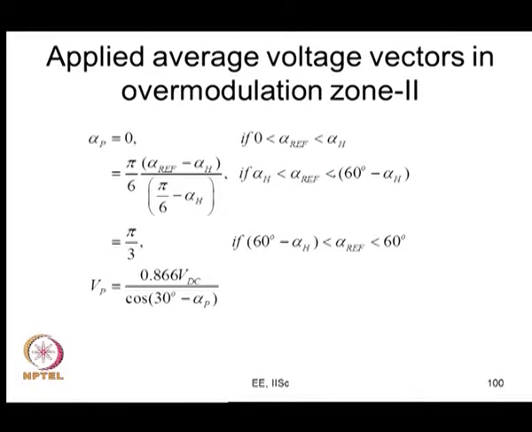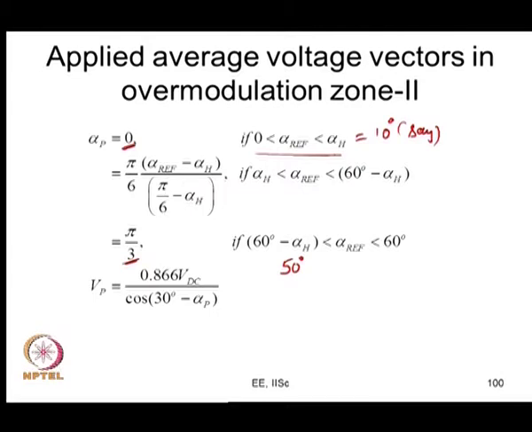The equations can be given here. Let us say alpha p is equal to 0 initially, when your reference is between 0 and alpha h. So, alpha h is, let us say, 10 degrees. So it is 0, and Vp is 0.866 VDC by cos(30 minus alpha p). If alpha p is 0, Vp will also be equal to VDC. So, you are applying active vector 1. Again, for the last 10 degrees, from 50 to 60 degrees, you are going to apply pi by 3 and Vp is equal to VDC. You are applying active vector 2, and in between you are changing the reference angle like this: alpha reference minus alpha h divided by pi by 6 minus alpha h.